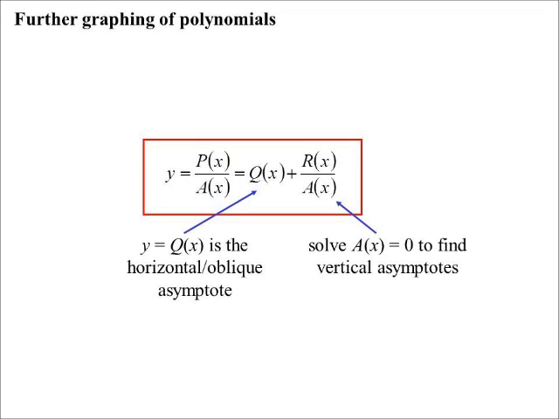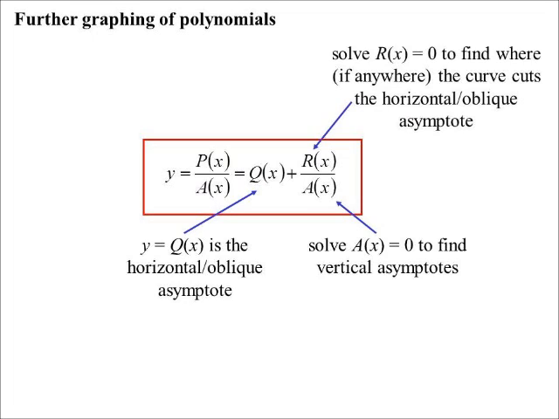And then the remainder is useful because you solve that, and if there are solutions, that is where it will cut the horizontal or oblique. And that's a mistake people often make. They think, oh, asymptote, can't touch. You can. You're allowed to cut asymptotes. You can't cut vertical ones because they're not in the domain.